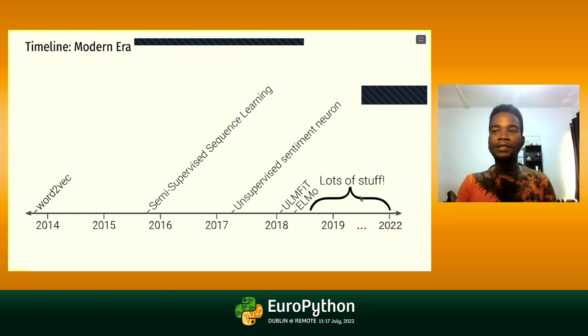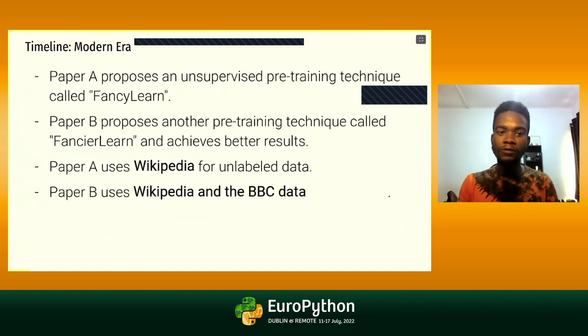Yeah, and there are lots of pain points attached to this thing that I would love to point out. So let's assume that the first paper or an earlier paper proposed an unsupervised technique called fancy learning, and paper B proposed another pretraining technique known as fancy learning, right? And achieved better results. And most times the differences will just be the kind of data set that was used. Maybe paper A used Wikipedia, and paper B is using Wikipedia and BBC data, right? So the only difference here is just the data set.